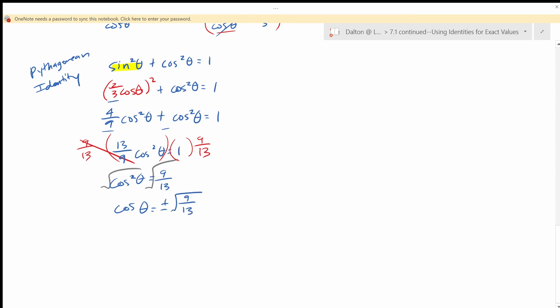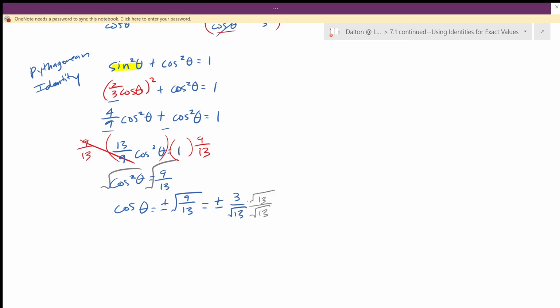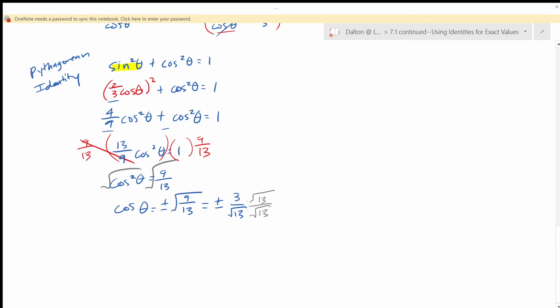So again, this is not simplified. So this will be plus or minus. The square root of 9 is 3. But we cannot take the square root of 13, so that one would stay under the radical. But this is also not simplified. So we'll rationalize that denominator to get plus or minus 3 square roots of 13 over 13.